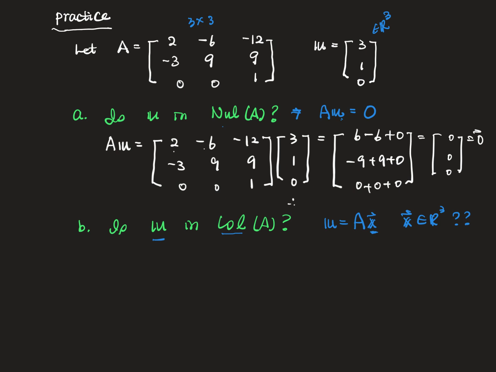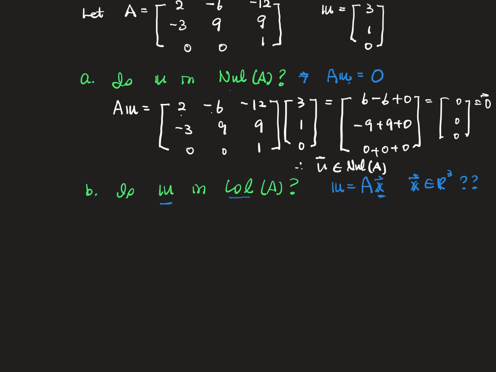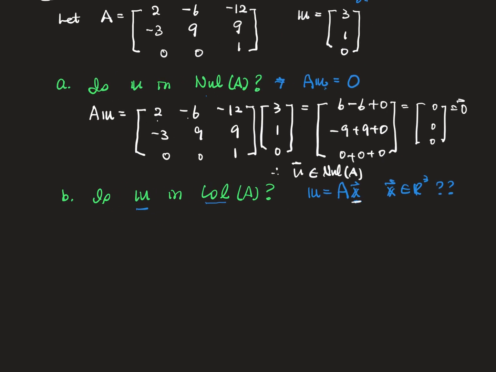So you're going to say U is in the null space of A. You're going to say that, okay? Solution of a homogeneous equation, right? Second is, can you find X in R3? This one is a matrix equation, guys. How can you find it? Which means you're going to change this to the augmented matrix. If this system is consistent, then we say it has a solution, right?